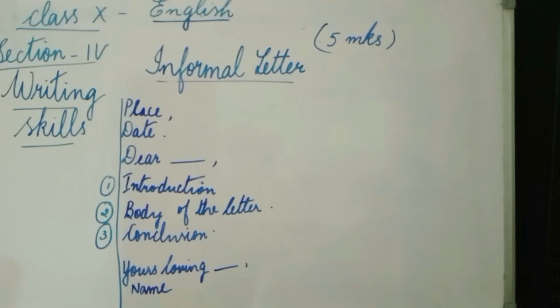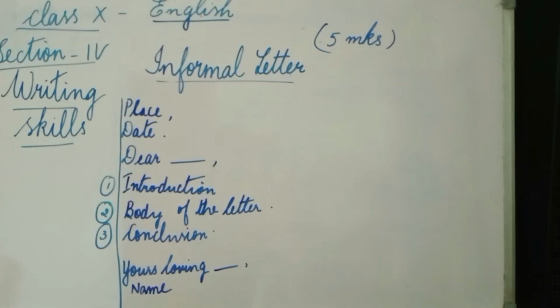And after concluding the letter, in the next line you can write your loving friend or your loving son or daughter, whatever it is, you can write Yours loving. There again, the Y alone will be in capital, and there is no apostrophe S. After that you can mention the name if it is given in the question paper, or else you can write XXX there.